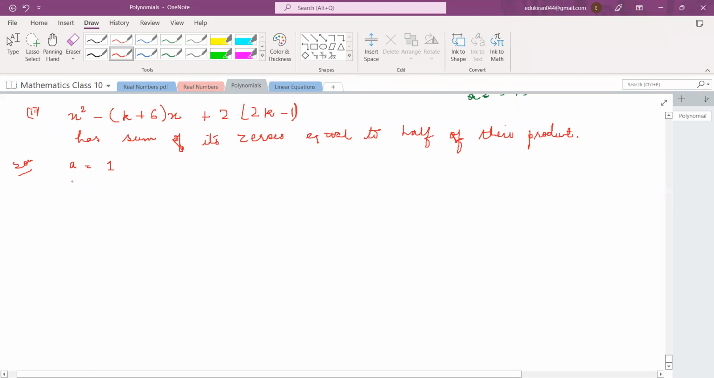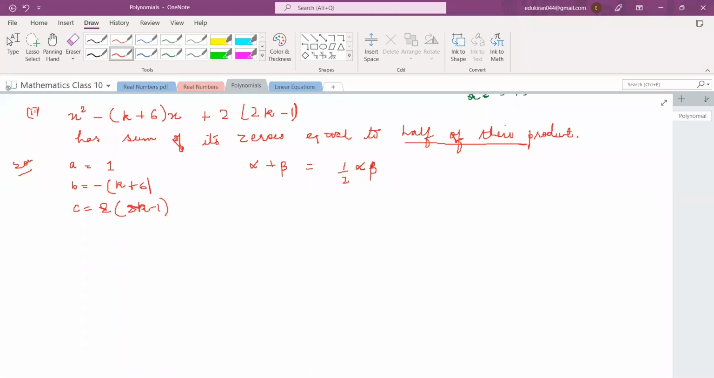Tala, what were you saying? No, nothing. Continue. Okay. So B is minus (k plus 6) and C is 2 into (2k minus 1). Clear? Okay. Now the sum of its zeros, that means alpha plus beta. This is the sum of the zeros. Now this is equal to half of their product, that means half of the product of zeros. This is the required condition which is given. Understood?